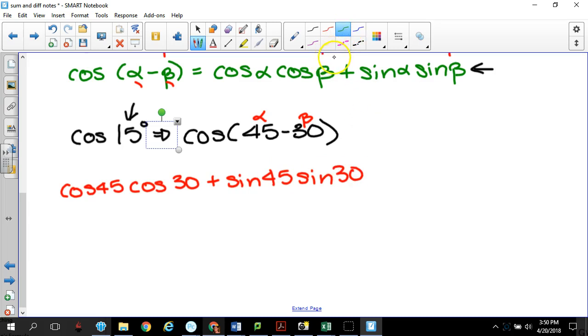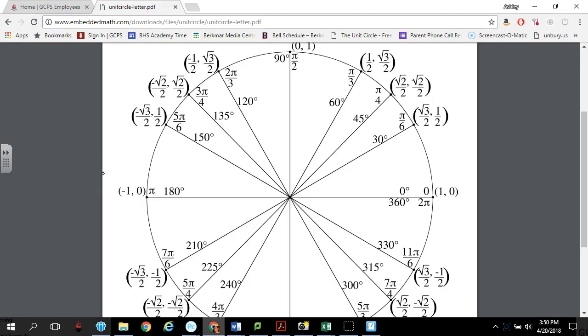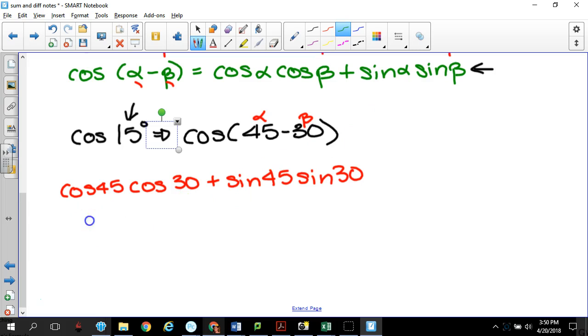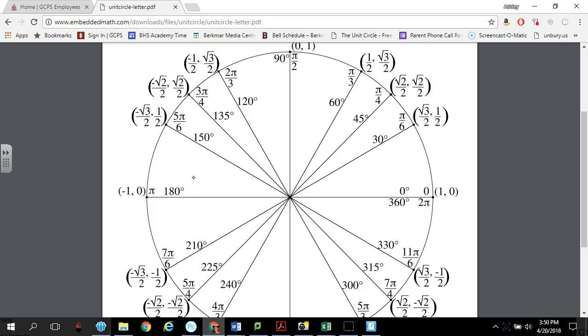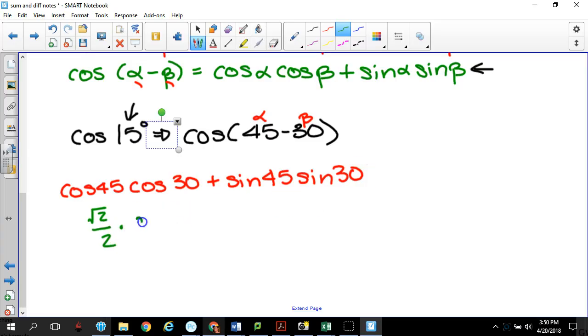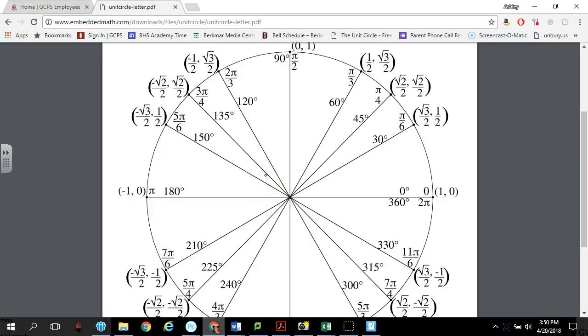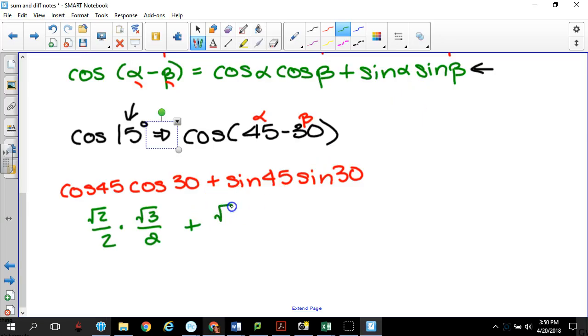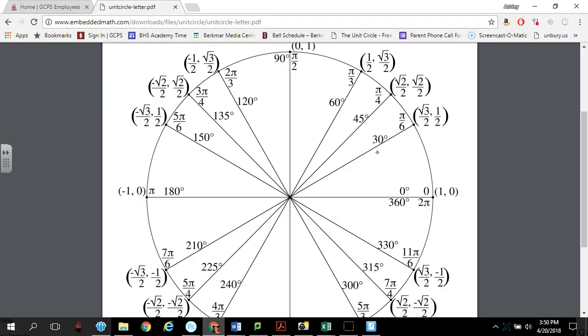So now from there, that's when I'm going to look at my unit circle. Cosine 45 is right here at square root 2 over 2, because remember, x is cosine, y is sine. So here I've got square root 2 over 2 times cosine 30. At 30, cosine is square root 3 over 2. Sine at 45 is square root 2 over 2 right here. And sine of 30 is 1/2.